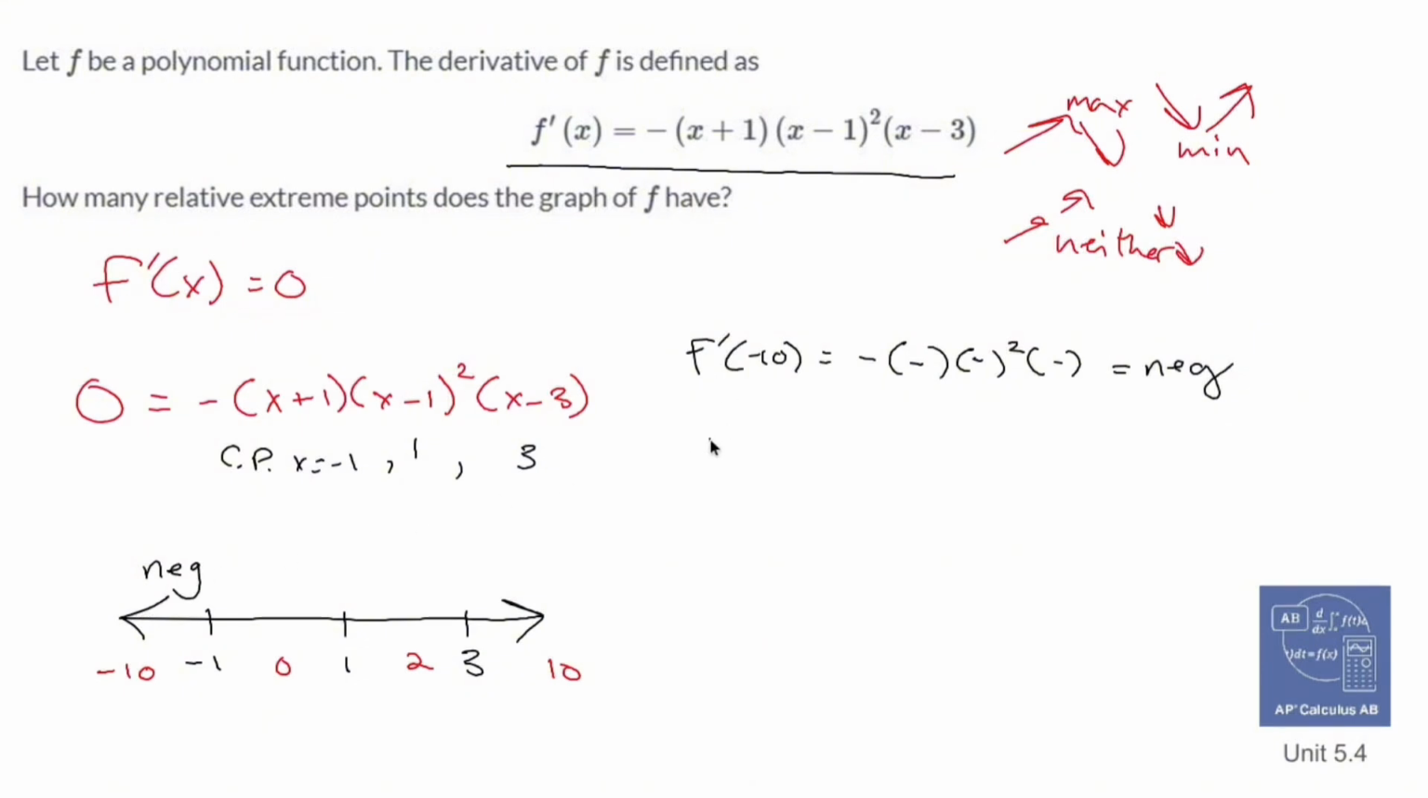Let's plug in 0. F prime of 0 is going to be positive, because 0 plus 1 is positive. 0 minus 1 is negative, but you're squaring it. 0 minus 3 is negative. So you become positive. So negative, positive, positive, negative is going to be positive.